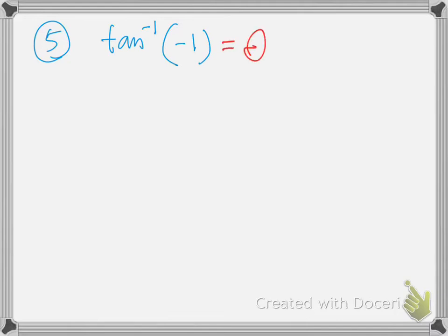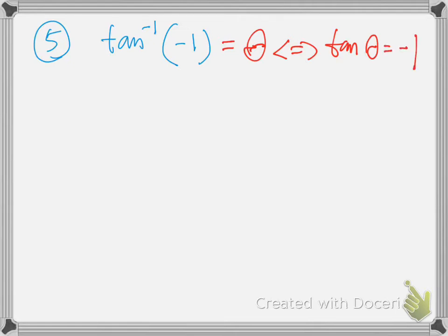So now let's look at tangent. Tangent, number 5. So that's the tangent inverse of -1. So let's find this angle. Inverse trig, we are looking for an angle. So this implies tangent theta is -1.